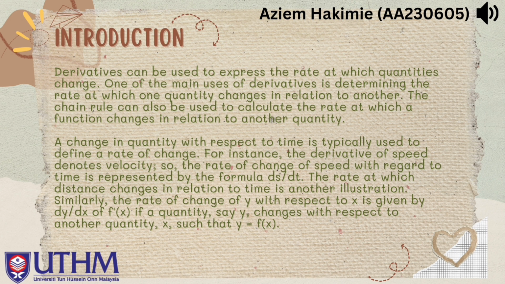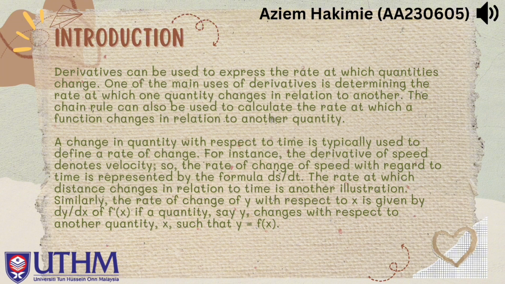Derivative can be used to express the rate at which quantities change. One of the main uses of derivative is determining the rate at which one quantity changes in relation to another. The chain rule can also be used to calculate the rate at which a function changes in relation to another quantity. A change in quantity with respect to time is typically used to define a rate of change. For instance, the derivative of speed denotes velocity, so the rate of change of speed with regard to time is represented by the formula ds over dt.